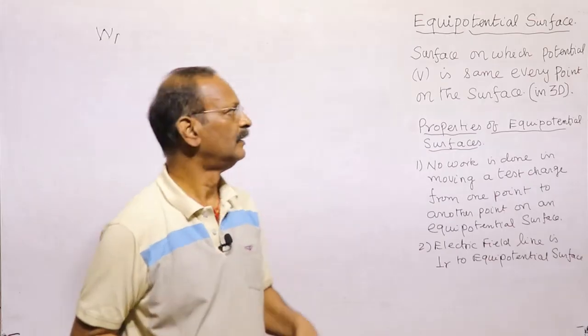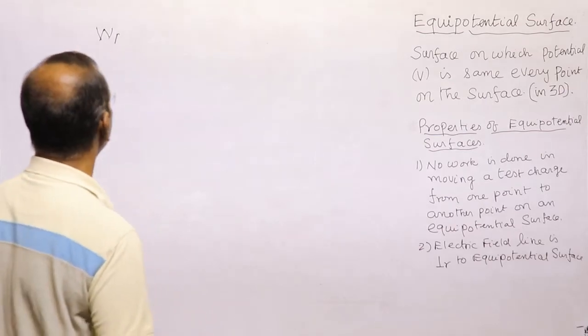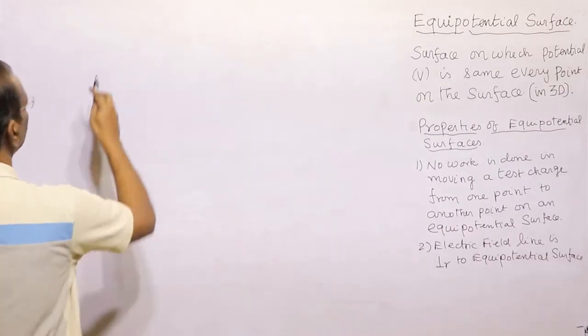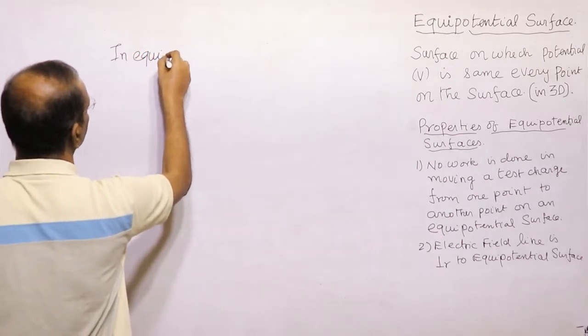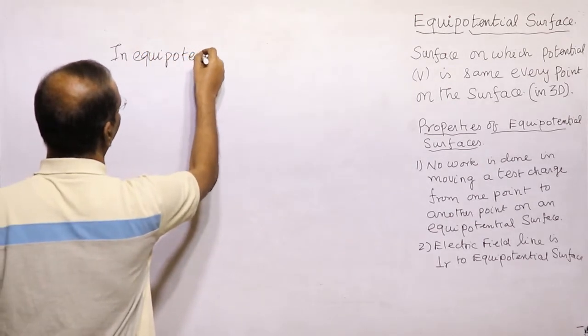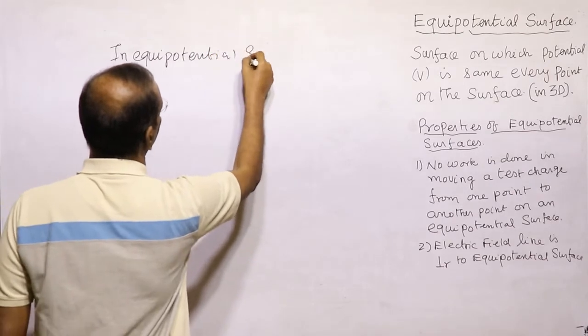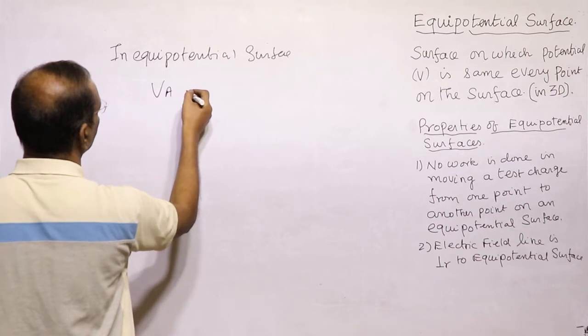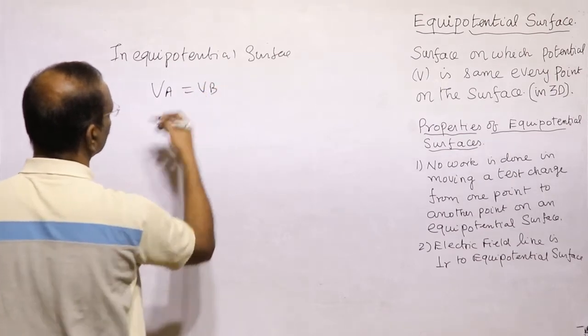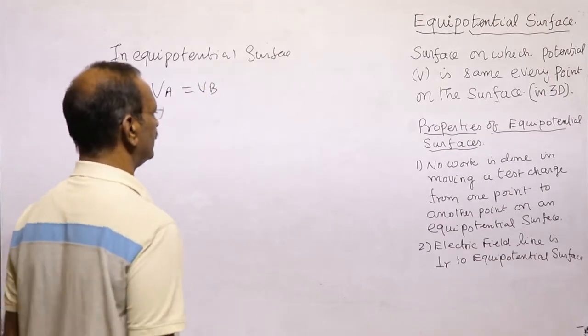The properties of equipotential surface. We know in an equipotential surface, potential at any point is the same. That is, potential at A is equal to potential at B.